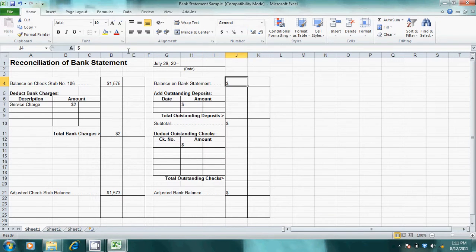Now the right side is anything that the bank has. So you look on the bank statement, you look at the balance, and you see it's $1,528. Any outstanding checks, you go down, you see there's 2 of them. Actually, I'm sorry, first one is outstanding deposits on July 28th. You see that there's an outstanding deposit for $150, so you can put the date.